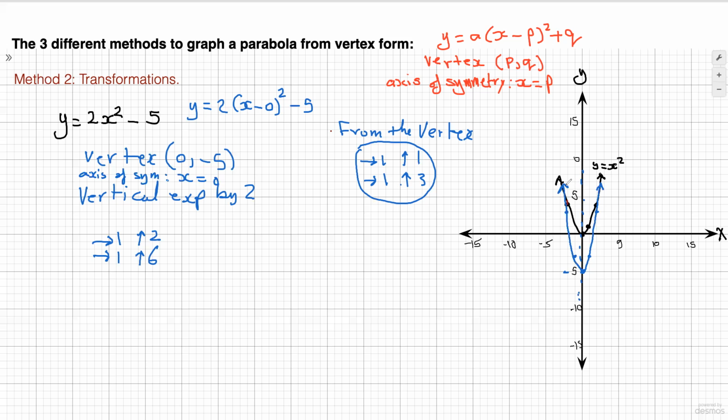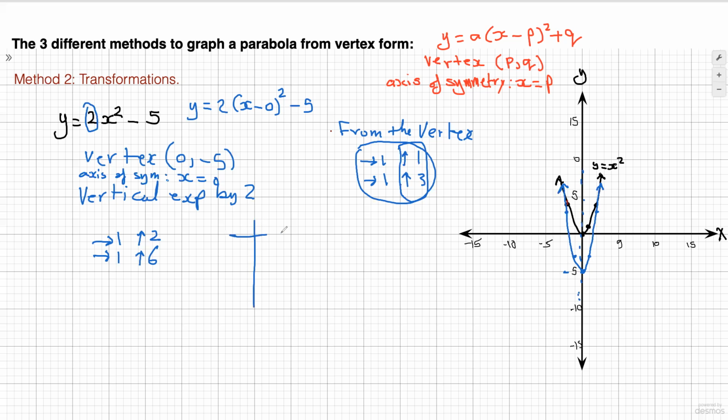And that is the method that a lot of students like because it's basically just remembering this out 1, up 1, and out 1, up 3. And then you look at the factor in here, and that's what you need to multiply this part with. And also just know you're always doing that from the vertex. Once you get the vertex, it'll be out 1, up 2, and then from here out 1, up 6, and so on.